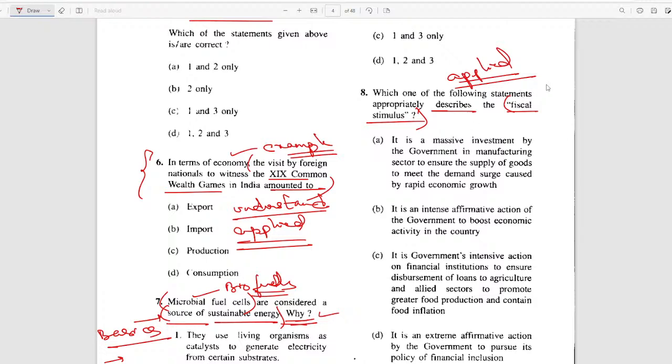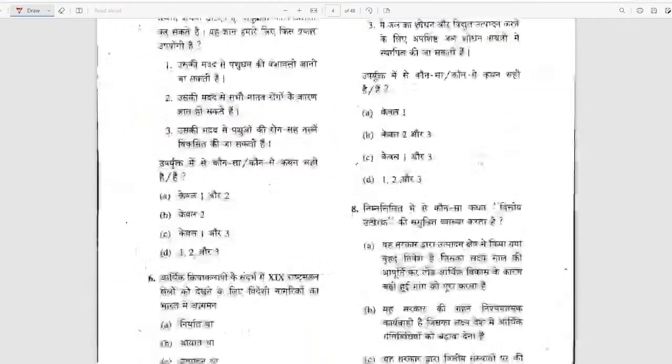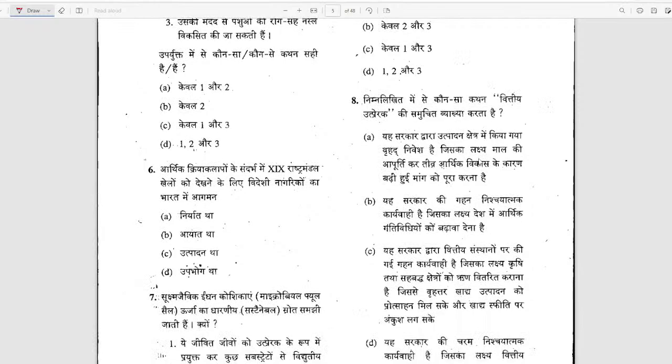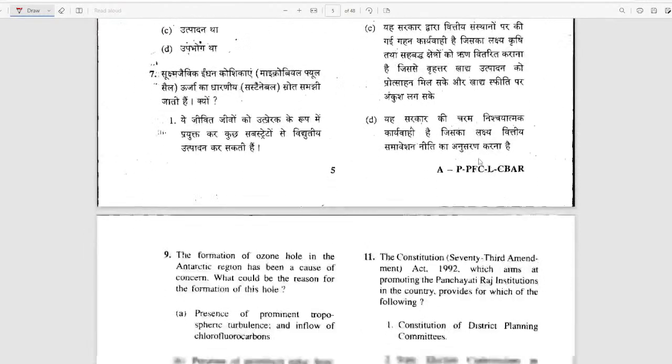I hope things are clear. If you have any doubts in this kind of analysis, please ask in the chat section. I'm trying to rush because I have to cover 10 years of topics. In the meanwhile, if you have any questions, please post them in the chat section.